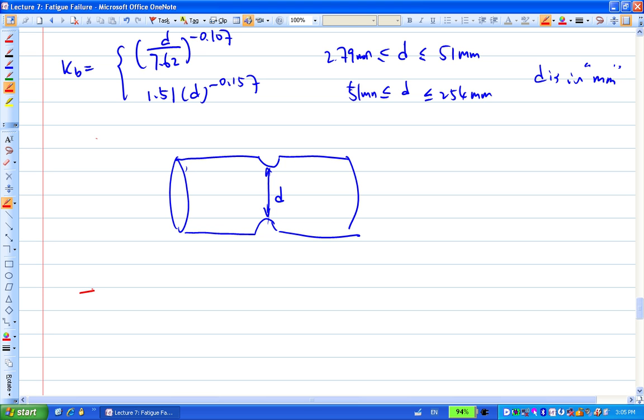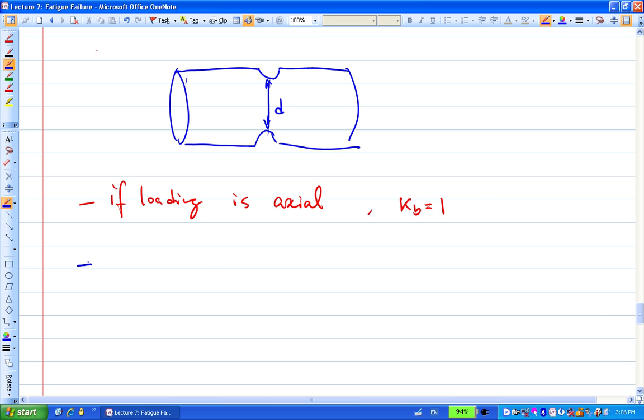Okay, so what if the loading is axial? If the loading is axial, basically it's not constant bending. Then what you do is set your KB equal to 1. So that's a different scenario from the lab condition. Okay, that's the lab condition.